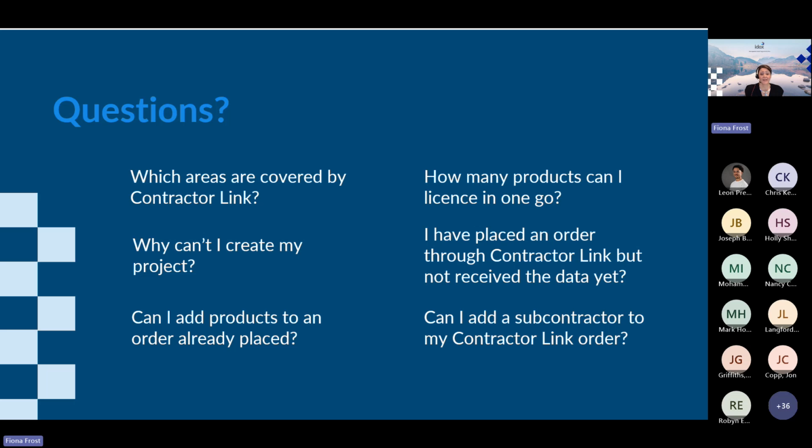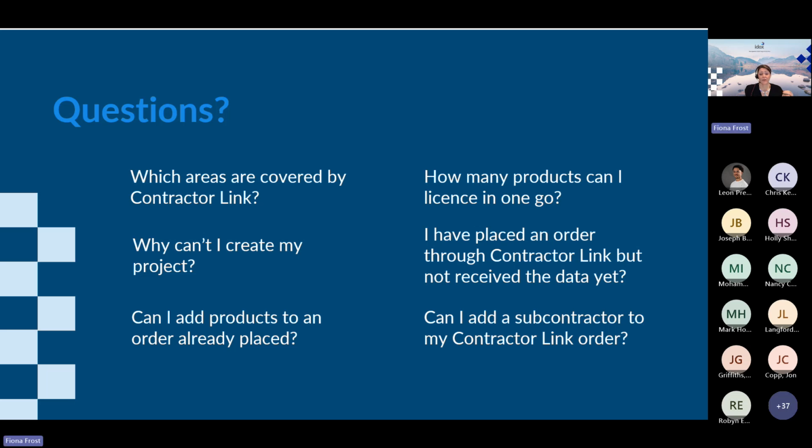How many products can I license in one go? Well, that's any of the 19 data sets. So you can have as many of those as you like, and it could be for multiple areas within a local authority. Can I add products to an order already placed? So you can't, and that's simply because the local authority needs to have visibility of what you're ordering, so it would need to go through that approval process again.